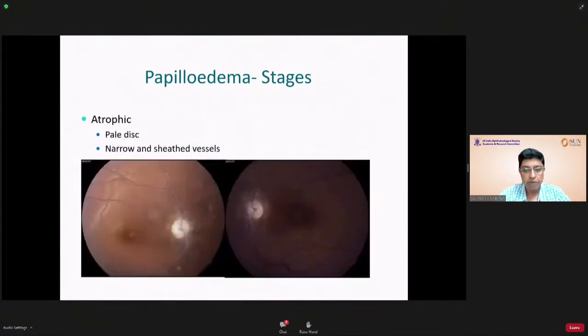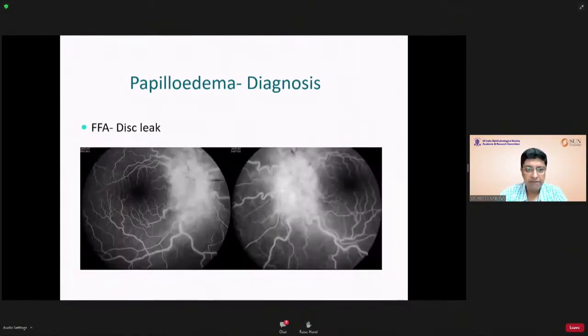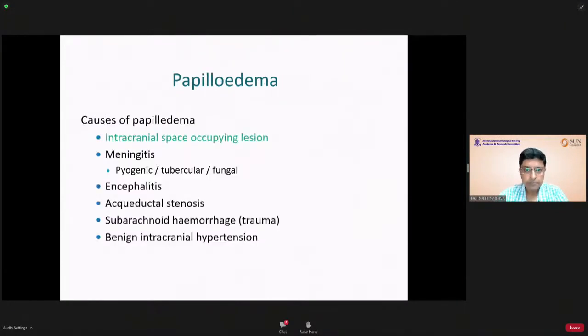And finally, of course, atrophic, where you have secondary optic atrophy with a dirty white-looking disc, with a lot of features suggestive that there was some swelling of the optic nerve head in the past. Like I said, the fields could be just an enlarged blind spot or a peripheral field constriction. Usually a fluorescein angiography is not required, but in early cases where you are suspicious, an OCT and/or an FFA may help you.